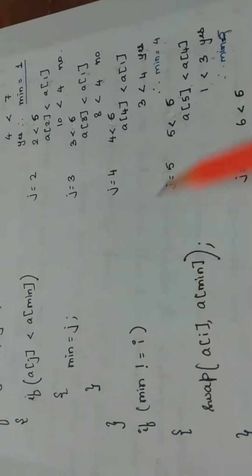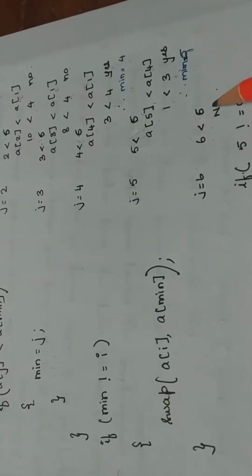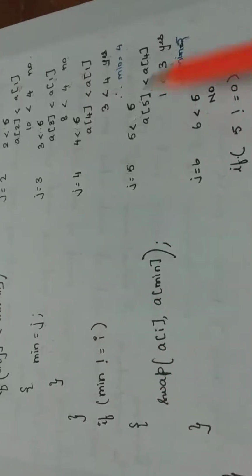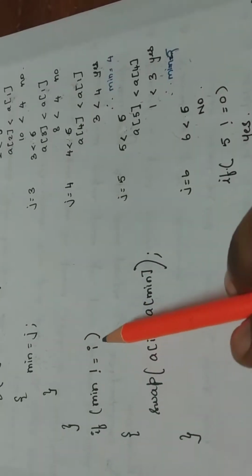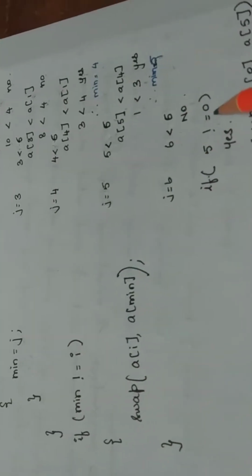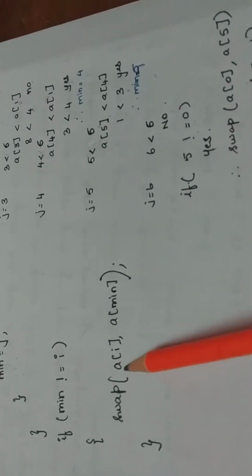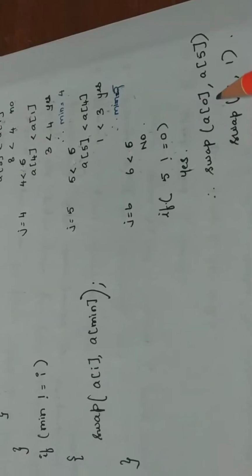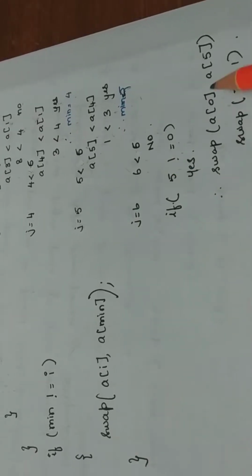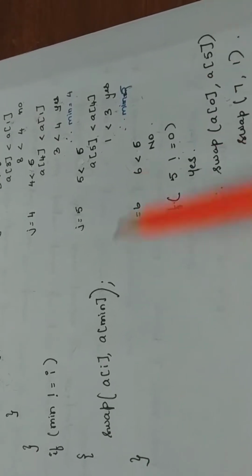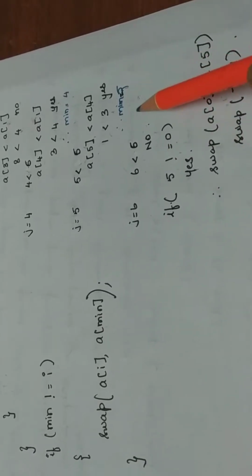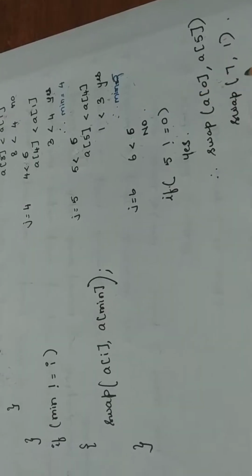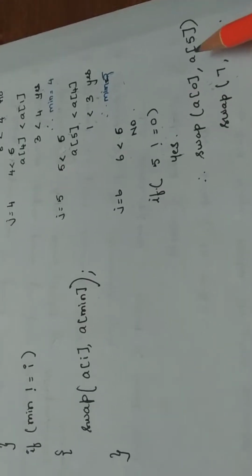Now j gets incremented to 6. Is 6 less than 6? No. So what is minimum now? Minimum is 5. Is 5 not equal to 0? Yes. So what do we do? Swap a of i and a of minimum. i is 0, and minimum is 5. So what is the value of a of 0? It is 7. And a of 5 is 1.